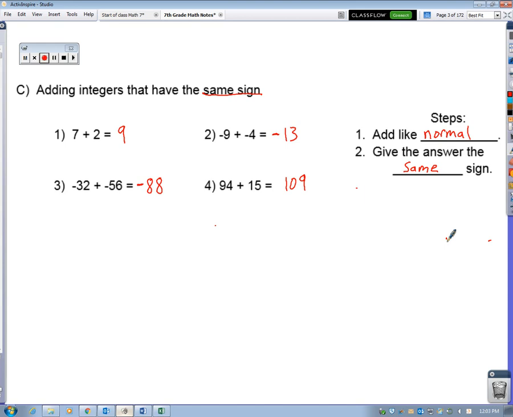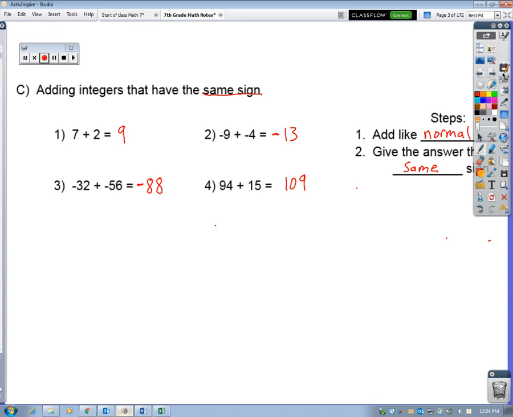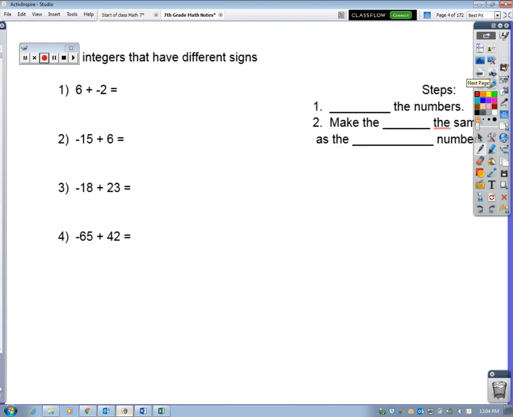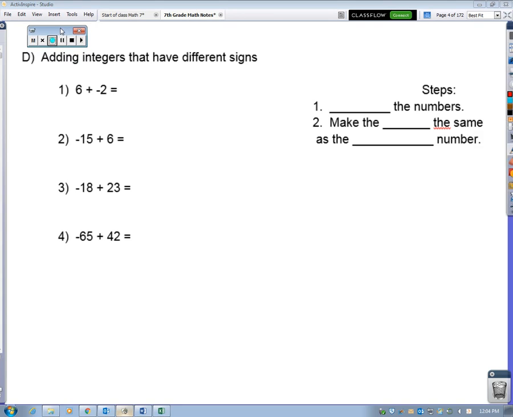Now let's talk about if we were going to add some integers that have different signs. Like these problems. One is positive, one is negative. This one's negative, that one's positive. So they're different. They're not the same. So we have some different rules. Step number 1, I want you to subtract the numbers. When they're different, we are going to subtract.